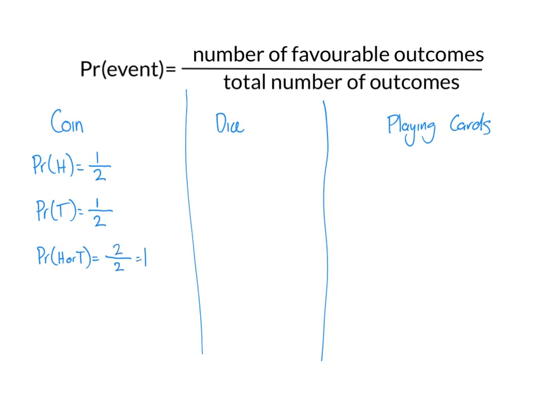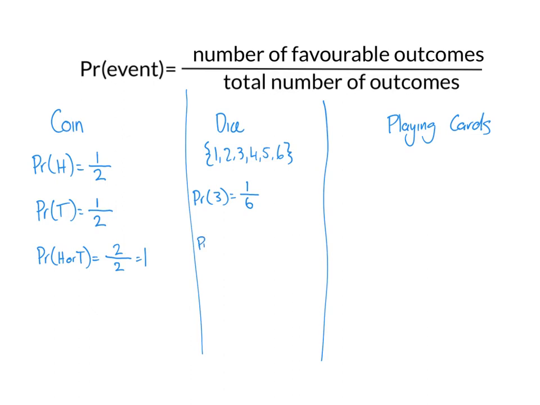Now, if we were to think about a dice, sometimes it's handy to write out the sample space. So the sample space of a dice is this. So let's have a look. What is the probability of rolling a 3? Well, the total number of outcomes at the bottom of the fraction, there are 6 different outcomes that I could get, but only one of them is favourable, only one of them is a 3.